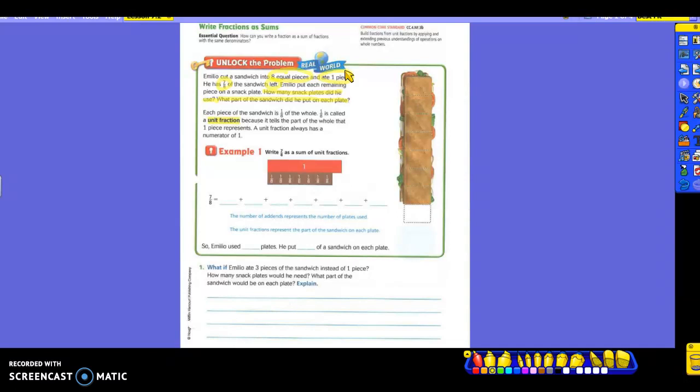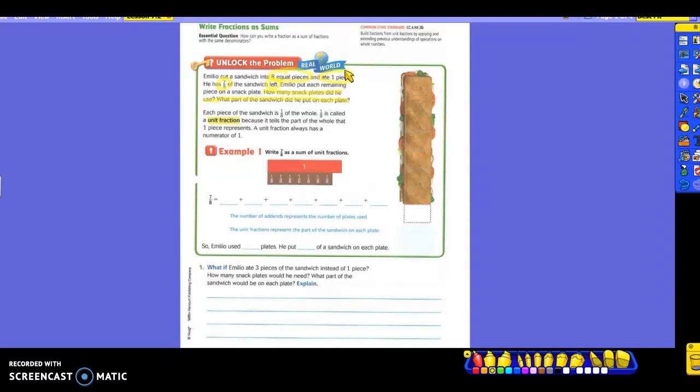1/8, as we learned yesterday, is called a unit fraction because it tells the part of the whole that one piece represents. Remember we talked about how anytime you have a numerator of 1 in a fraction, it's called a unit fraction? This is one of those. A unit fraction always has that numerator of 1, so 1/8 of the whole will be your unit fraction.